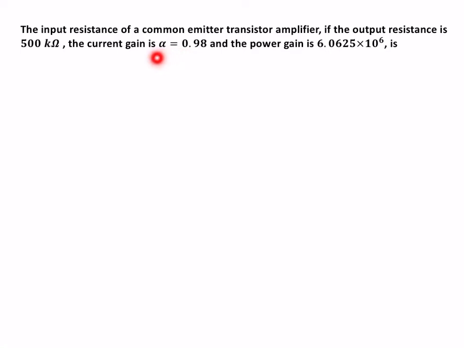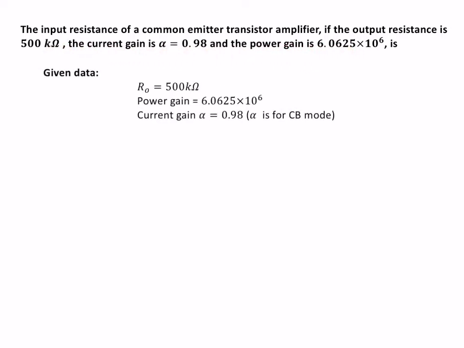Alpha is the current gain for common base. So the given data is output resistance 500 kilo ohm, power gain 6.0625 into the power of 6, and current gain alpha. This alpha is for CB mode, common base mode: alpha is equal to IC by IE equal to 0.98. So we have to calculate first beta, that is the current gain for common emitter mode. Then we have to calculate the input resistance.